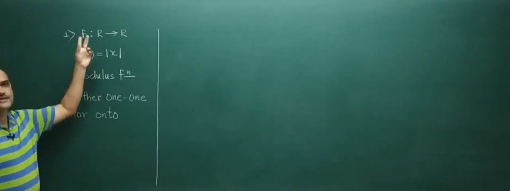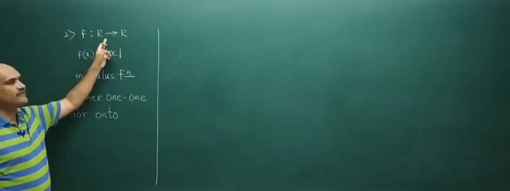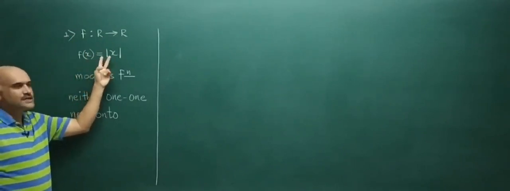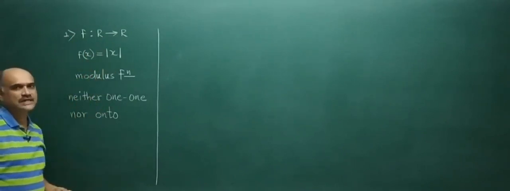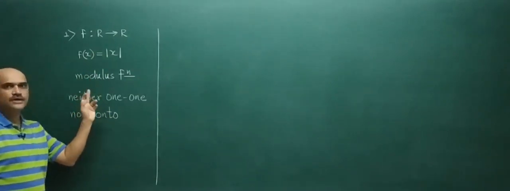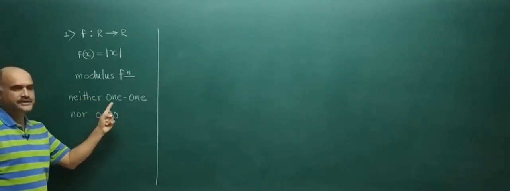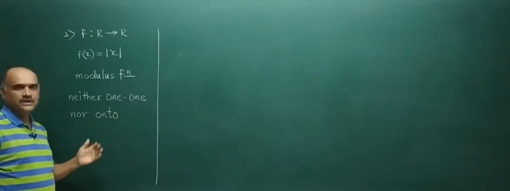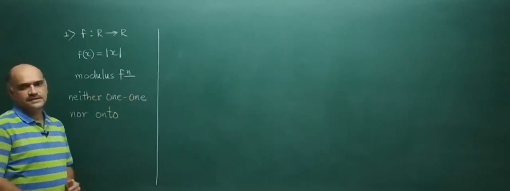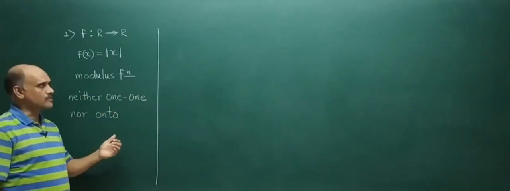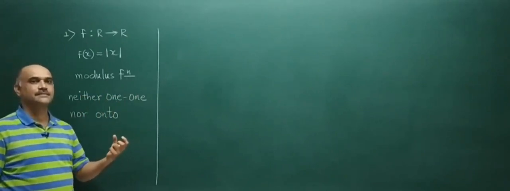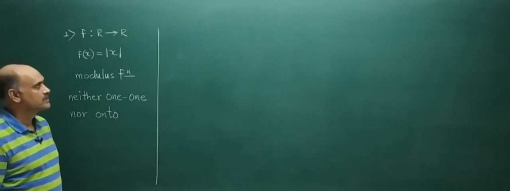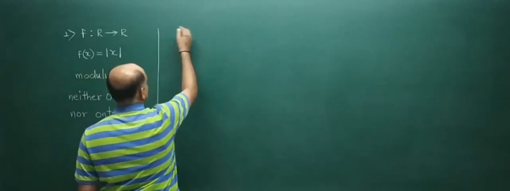So the first one is a function defined from real to real. The function is a modulus function, that is f of x is mod of x. You are required to show that it is neither one-one nor onto. Now in this problem, we are required to take examples and show that it is neither one-one nor onto. So first, if I take one-one.